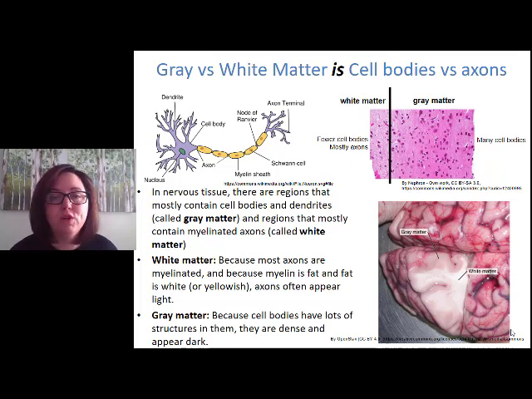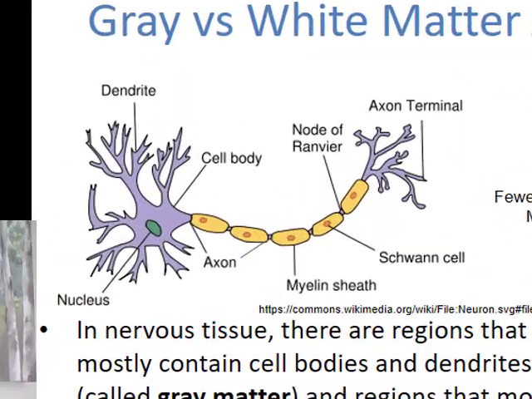So when we look at nervous tissue and we see these areas of gray matter and white matter, what we're really looking at are regions in the nervous system that either have a high concentration of neuron cell bodies or a high concentration of neuron myelinated axons. So let's quickly review the structure of a neuron.